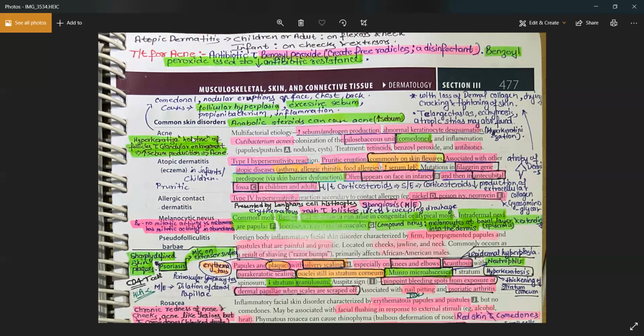Okay, so all this is because of the filaggrin gene. As a result, the barrier protection of the skin is now lost. All these bacteria and allergens can stimulate your skin and cause inflammation there. That's about atopic dermatitis. Please note the location of the rash. It is on the flexor surfaces.